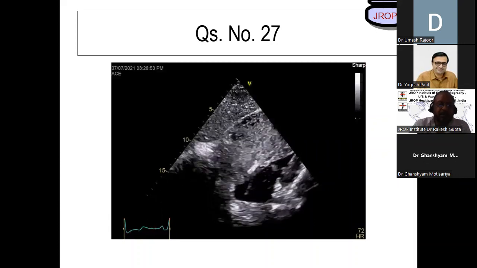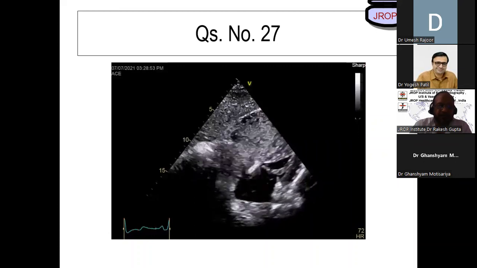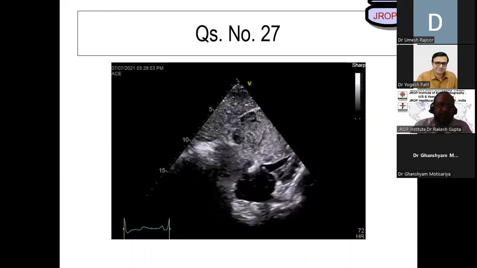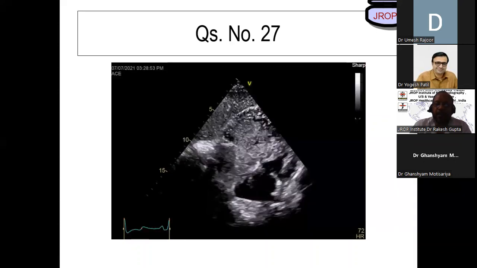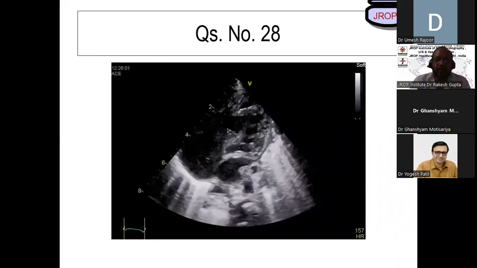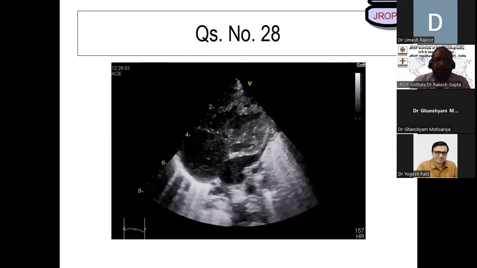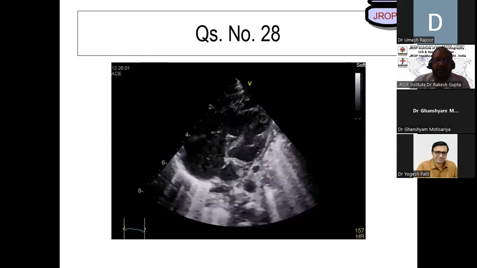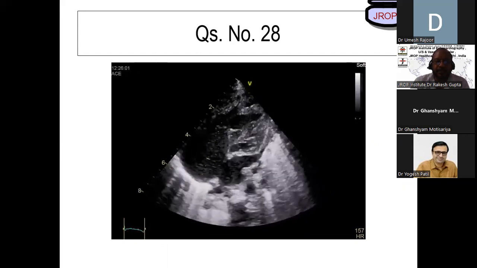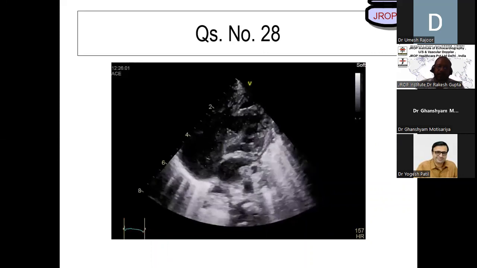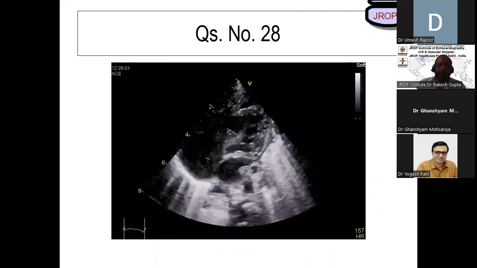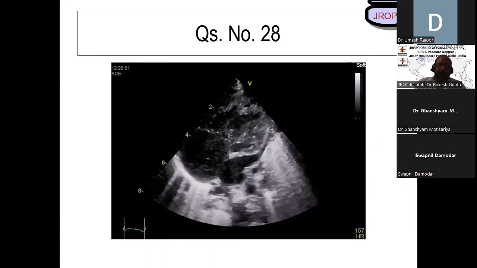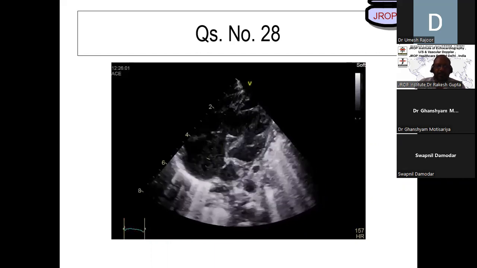All right. So next is Ghanshyam, fairly good answer. Damodar, are you there? Swapnil? Now the question is for you, Swapnil. It's a little tough image, I'm not saying it's not easy. But RA and RV are dilated, no doubt about it.